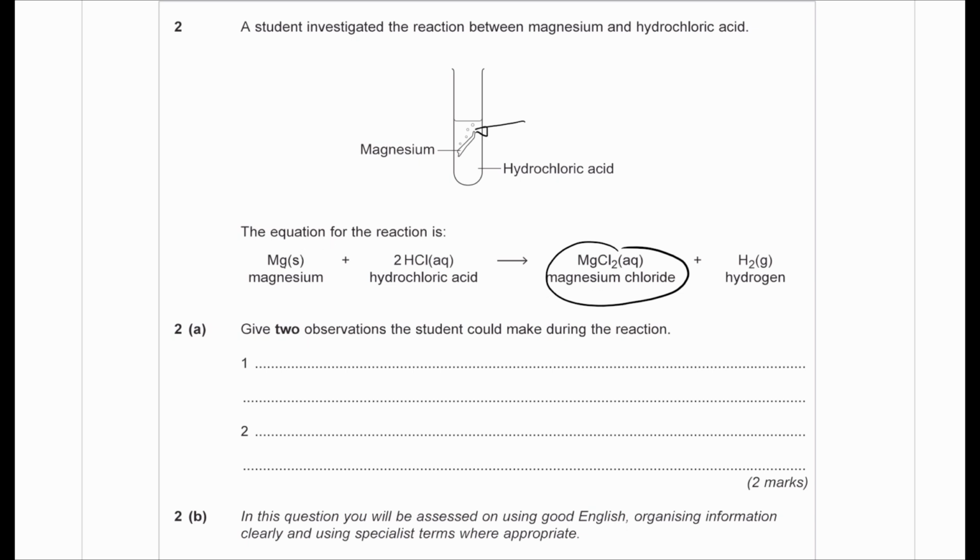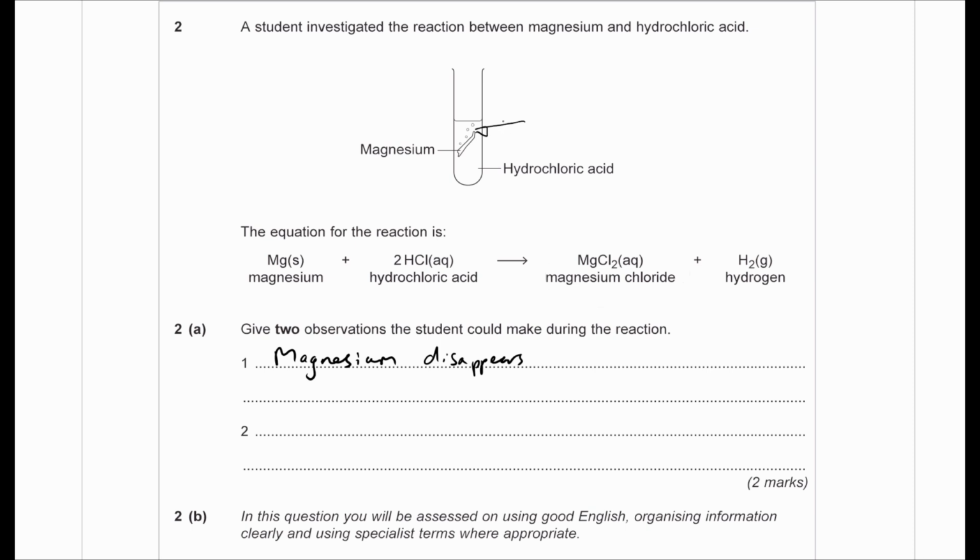So the first thing that we're going to see is that magnesium disappears. You could say dissolves, and that would get you the mark as well. But I'm going to say disappears because it's not the magnesium itself that dissolves, it's the salt that dissolves. Because magnesium chloride is aqueous, it goes into solution and we have no solid left. So what's the second observation?